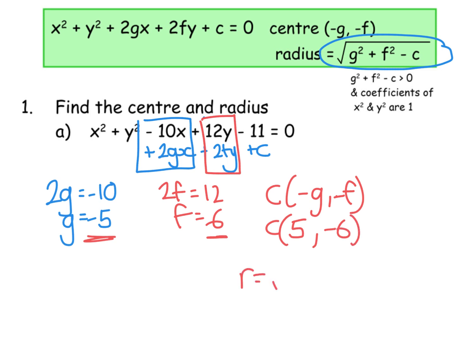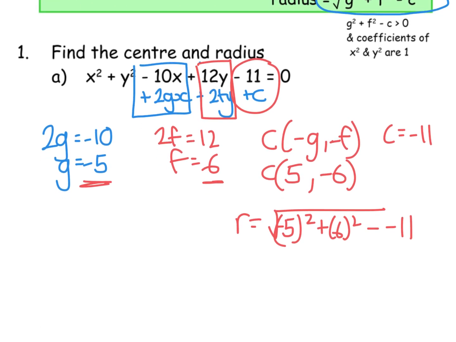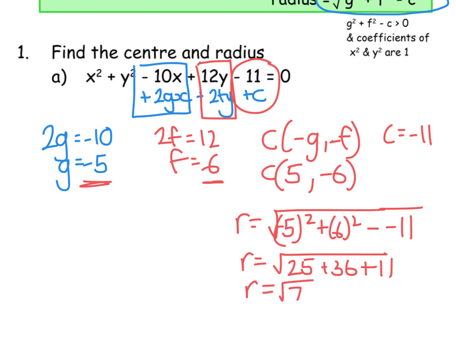And then your radius is plugging in your g, your f, squaring them, and then subtracting c. So c here, if you look at this bit, c is negative 11. So when we plug these in, we have g was negative 5 squared, plus f was 6 squared, and then we had to minus 11. So you should be familiar that becomes a big old plus. So what we have is essentially 25 plus 36 plus 11, which gives us r is the square root of 72.